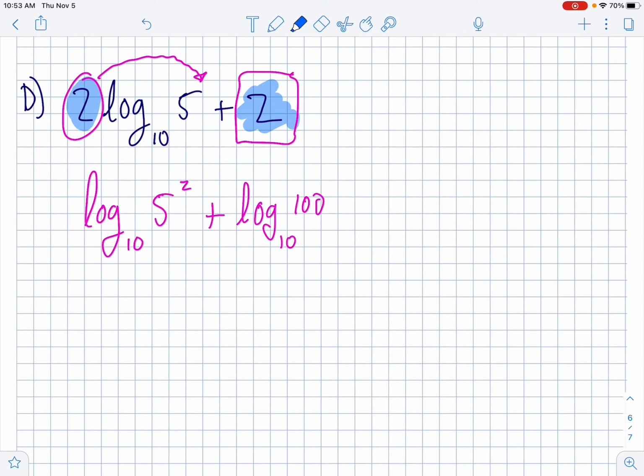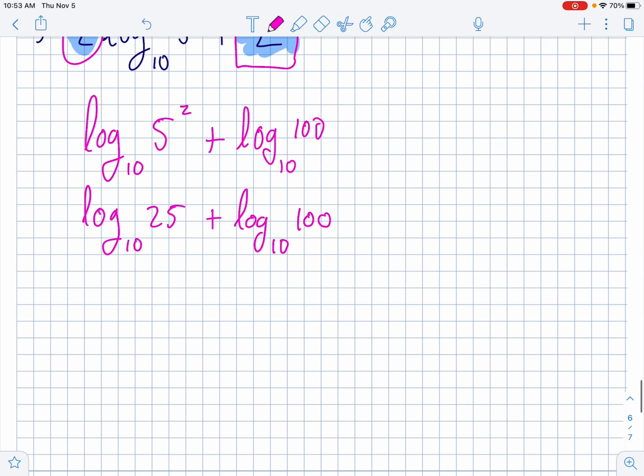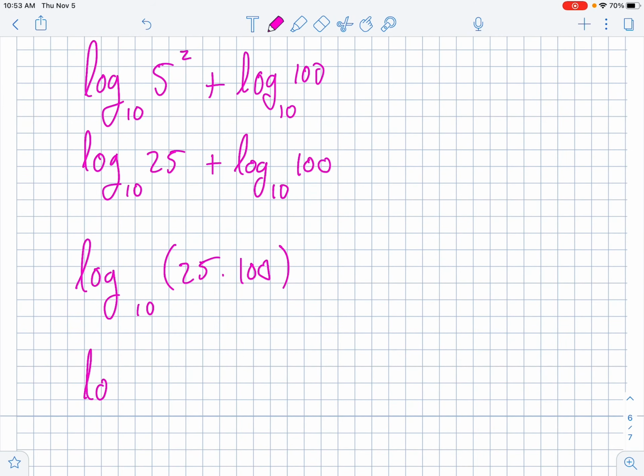Now they have the same base. I'll do a quick cleanup. This is log base 10 of 25 plus log base 10 of 100. Then the addition between them can become multiplication. So we get log base 10 of 25 times hundo. So this is log base 10 of 25 hundo. Is there a power of 10 that you raise it to and you get a nice 2500?